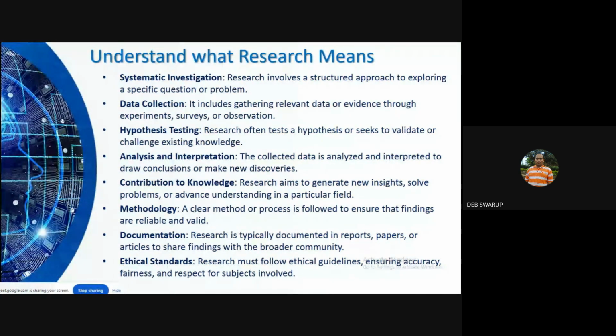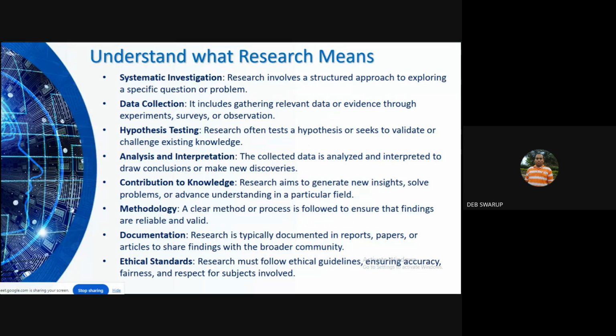The first step is the systematic investigation. In this systematic investigation, we start from a broader area, then we find what the problem is, then we come to the specific question or the specific problem in that particular area, where we are getting the problem.